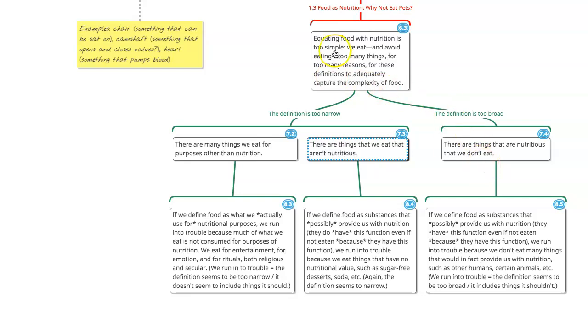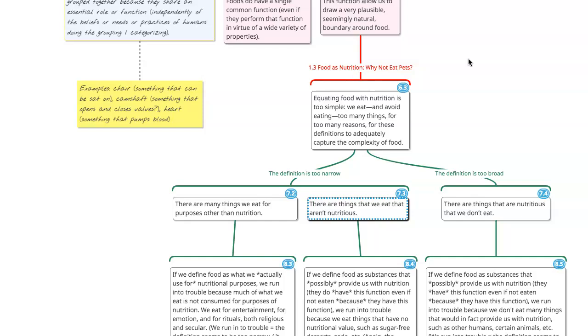The other bit of support for thinking it's too simple to equate food with nutrition is that there are nutritious things we don't eat. So we don't eat other humans and certain animals. Those would be a good source of nutrition, but they are not food. So there seems to be something more than having the capacity to supply us with nutrition when we are looking for an adequate definition of food.